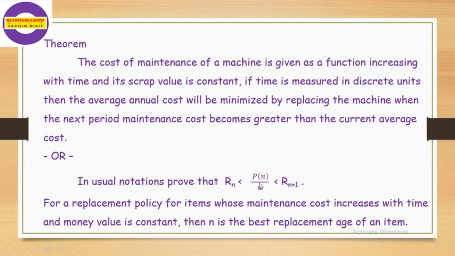And then in that case we replace the machine after n years. For the replacement policy for items whose maintenance cost increases with time and money value constant, then n is the best age of replacement of an item. Now we prove this.